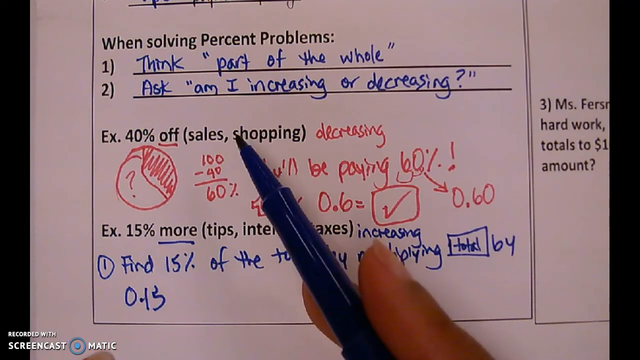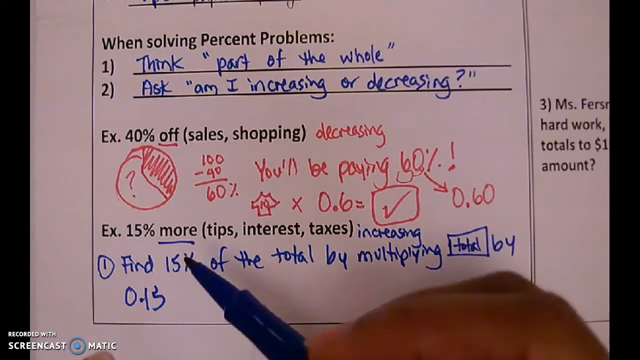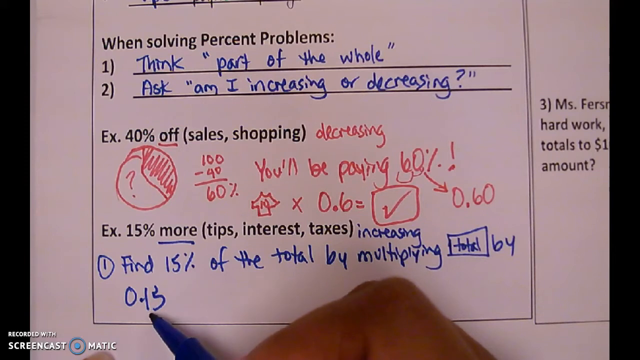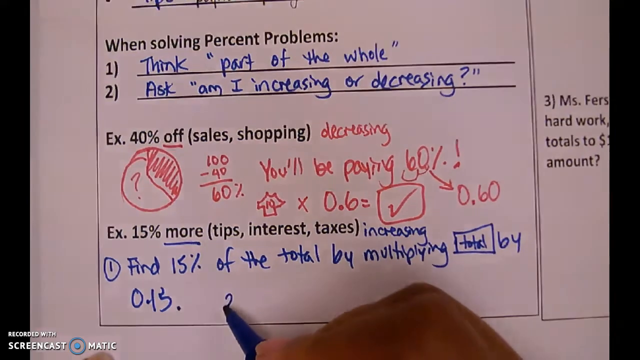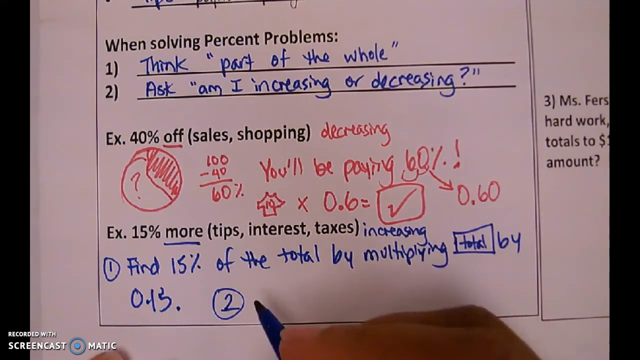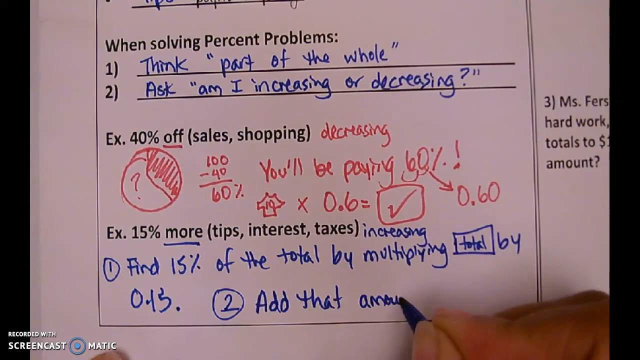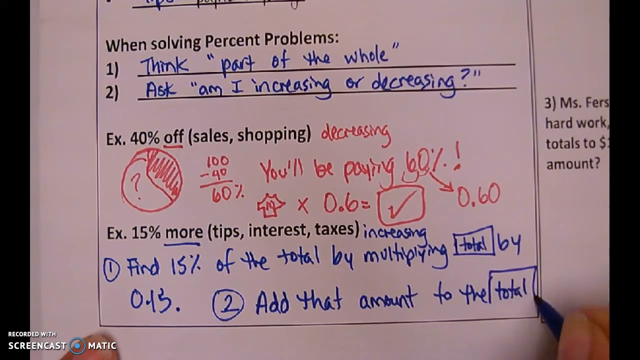Remember, whenever we're dealing with these problems, we can't multiply times 15. We have to change this to a decimal. And the decimal version of 15% is going to be 0.15. Okay? The second thing we'll have to do once we get the answer, once we get that tip or interest or tax amount by multiplying the total by 0.15, we're going to add that amount to the total. Okay? So this is essentially what we do when we go to restaurants.